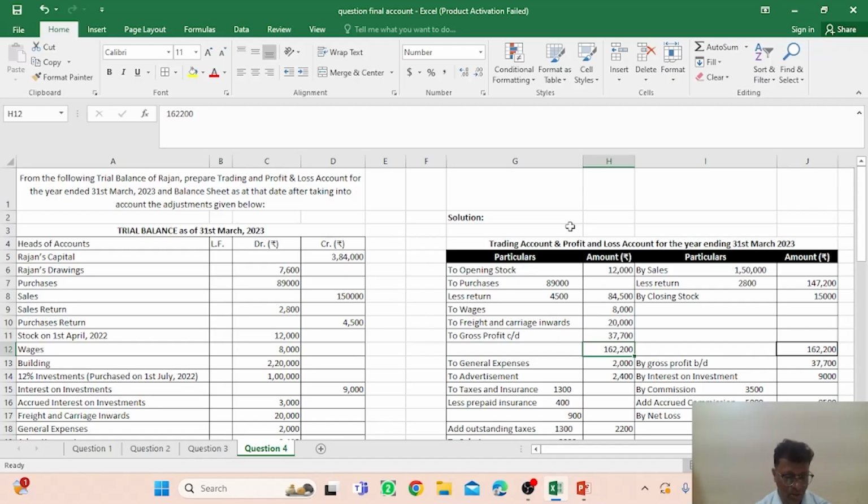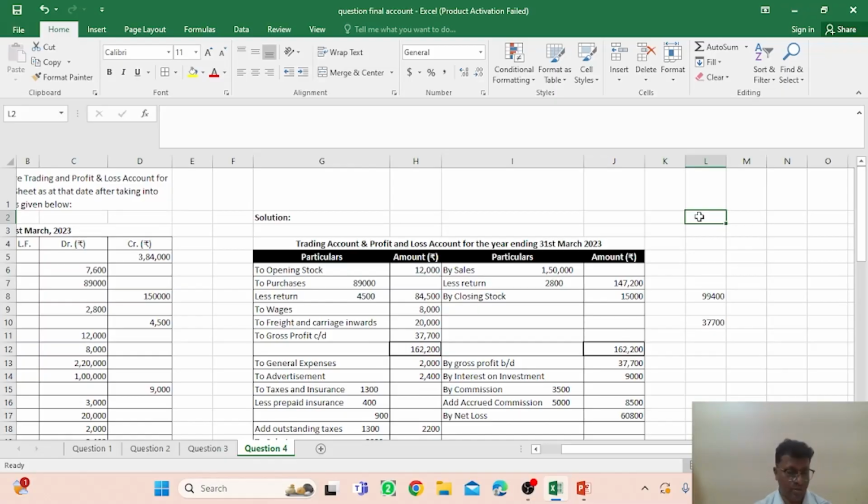So we find that 12,000 is there, plus 84,500, and 8,000 plus 20,000, and this is the particular amount, 1 lakh, we mentioned here 1 lakh 24,500. And we have to subtract it from 162,200 minus 124,500. So this is the correct answer, 37,700, and we have to mention it here.